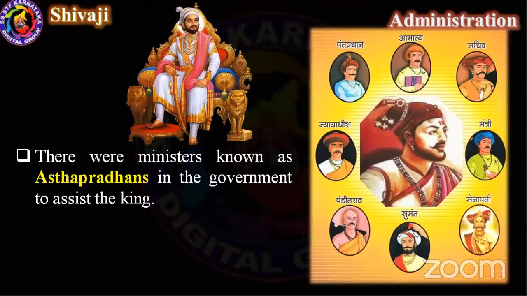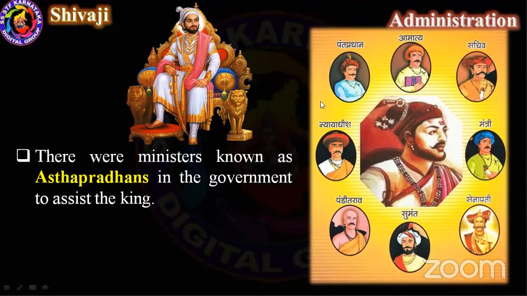There were ministers known as Ashta-pradhana in the government to assist the king. It was common for all rulers to appoint officials to run the administration. They were called mantri, or ministers. Ashta-pradhana means 8. In this picture you can see the 8 Ashta-pradhanas, or the ministers of Shivaji.